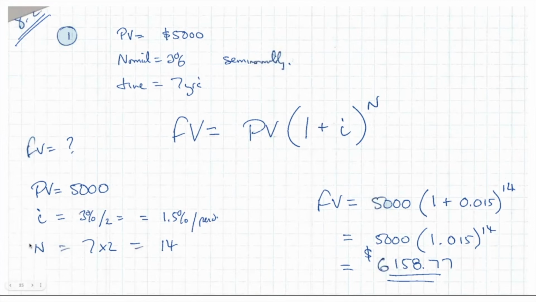The N, which is the total number of compounds, is 7 years times 2 per year. That's where that comes from. So 14. So we just take these bits and we put them in this formula. The present value is 5,000, 1 plus the I, which is 0.015. So that's 1.5% is 0.015, to the power of 14. We run that through our calculator. So that's 5,000 and 1.015 to the power of 14. So we do the math on 1.015 to the power of 14, multiply it by 5,000.